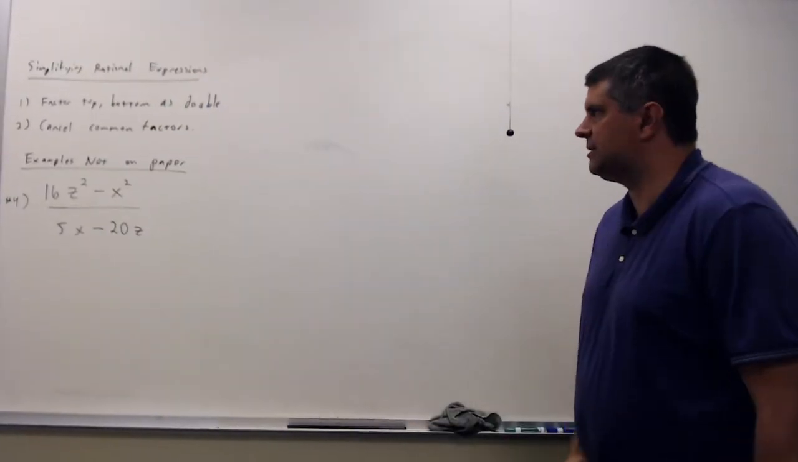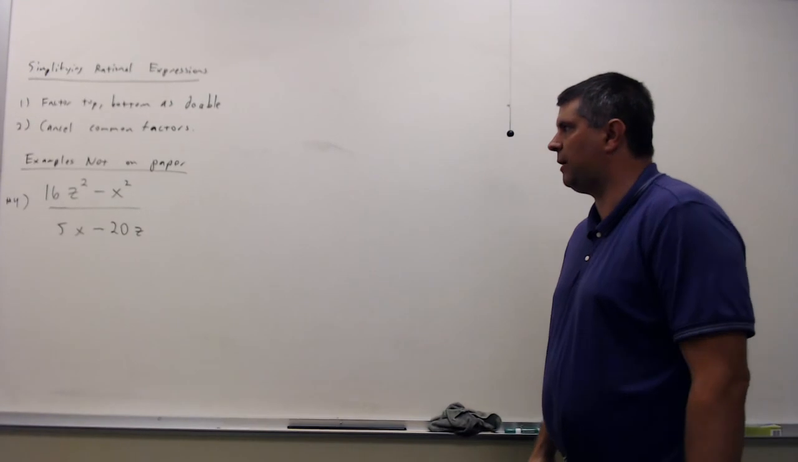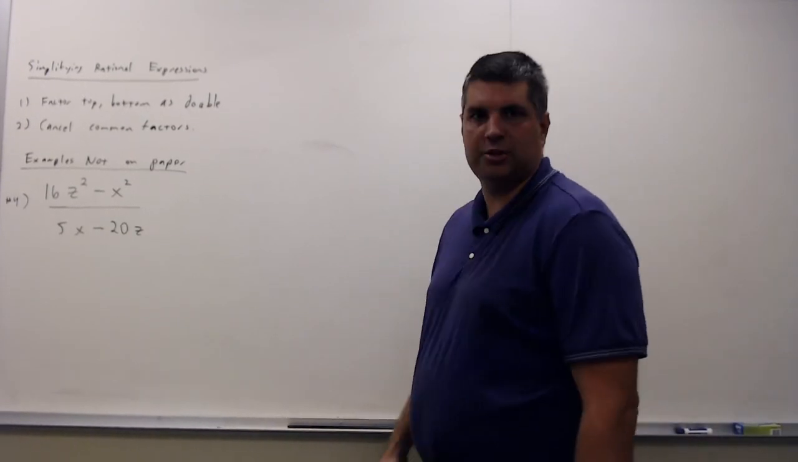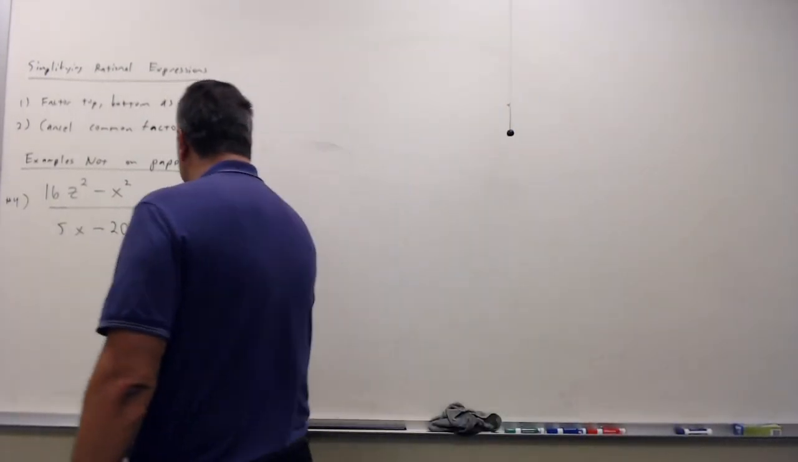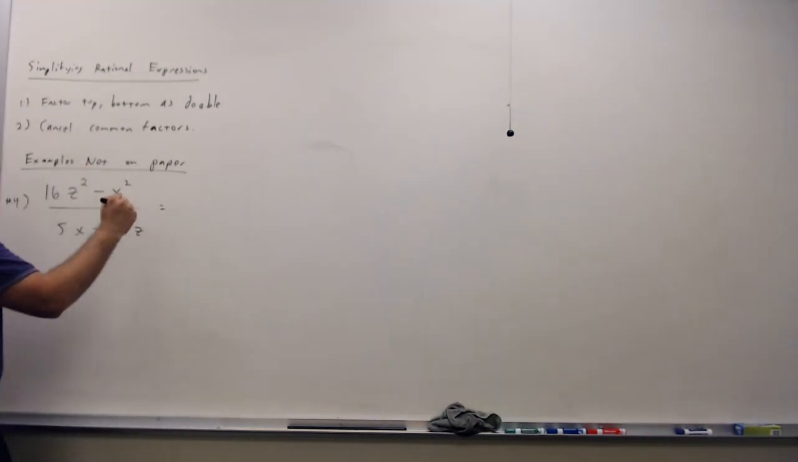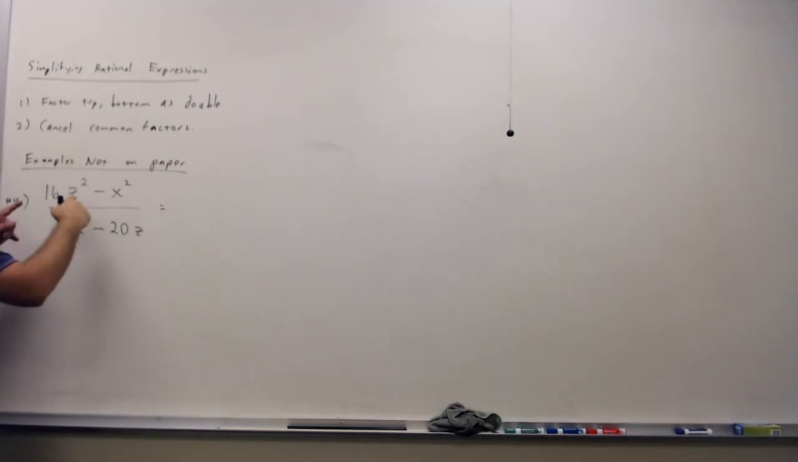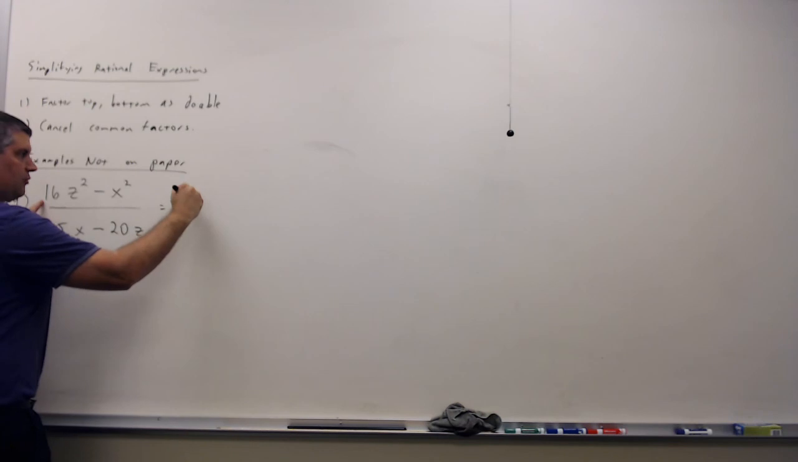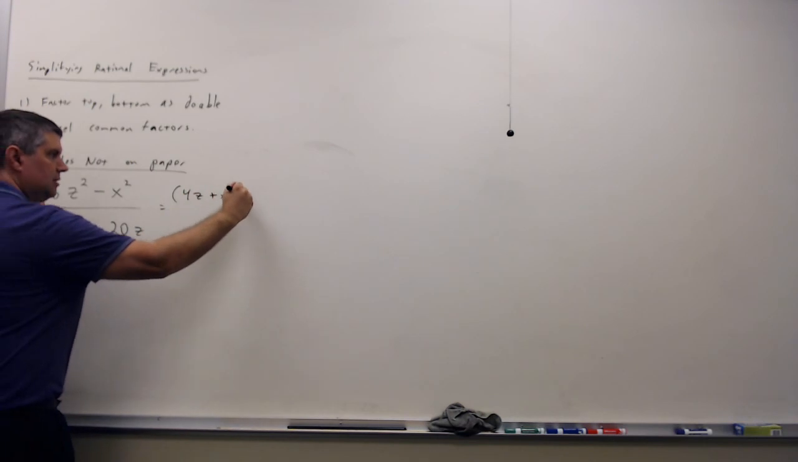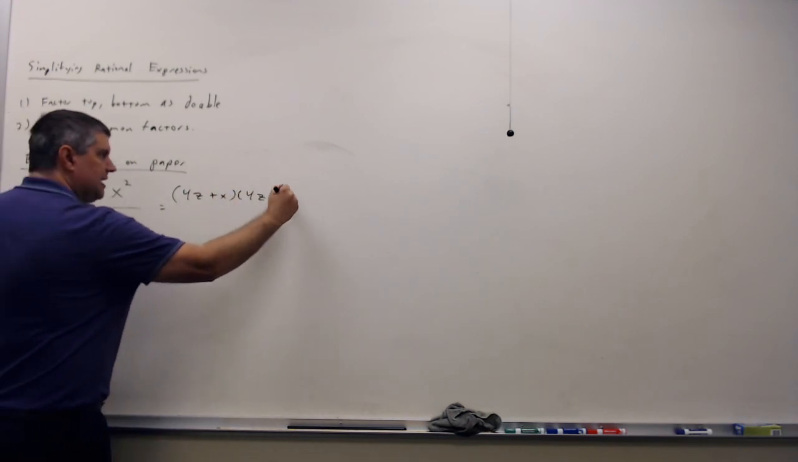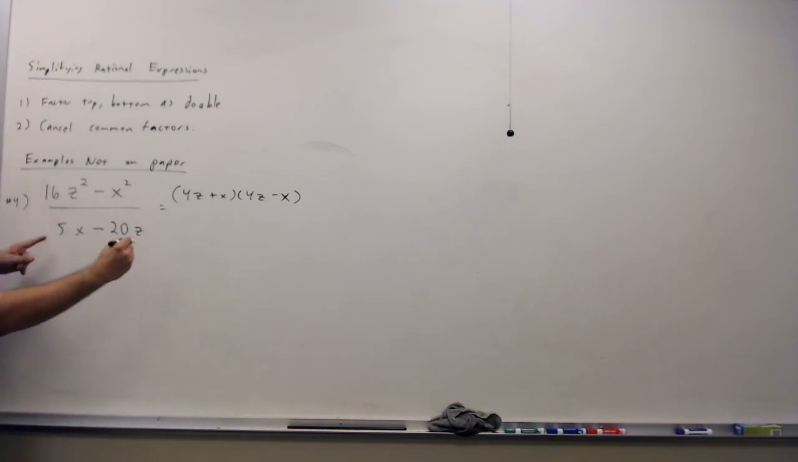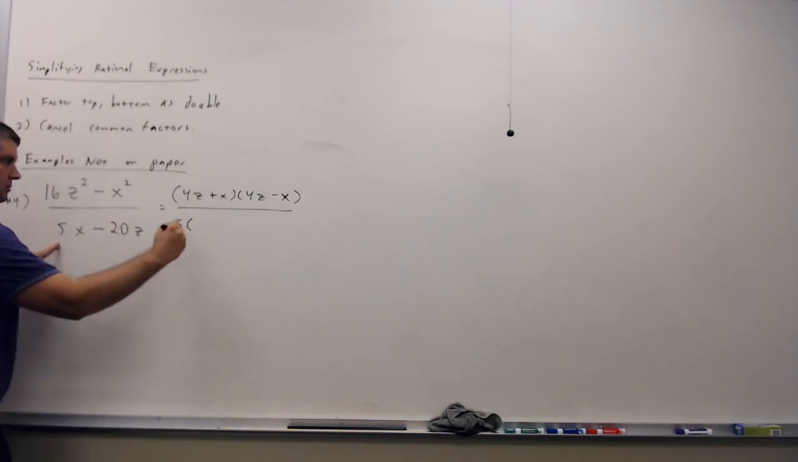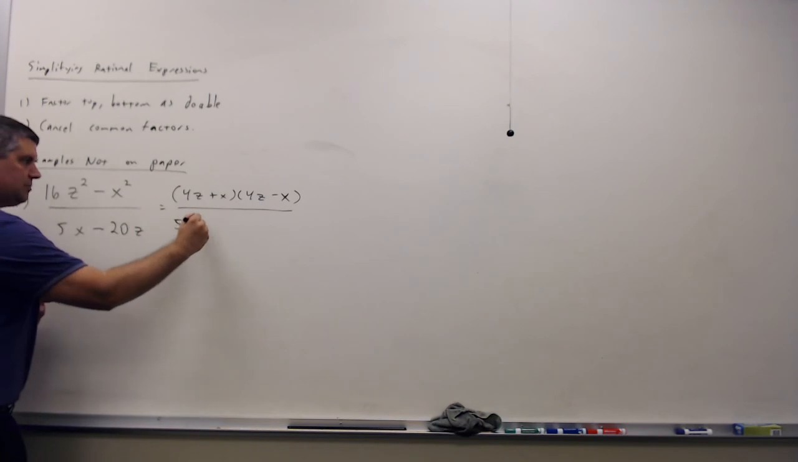Okay, here's another one. 16z squared minus x squared over 5x minus 20z. Okay, well, that's a difference of squares. That could be factored as 4z plus x, 4z minus x. Okay, these two have a common factor of 5. That gives me x minus 4z.